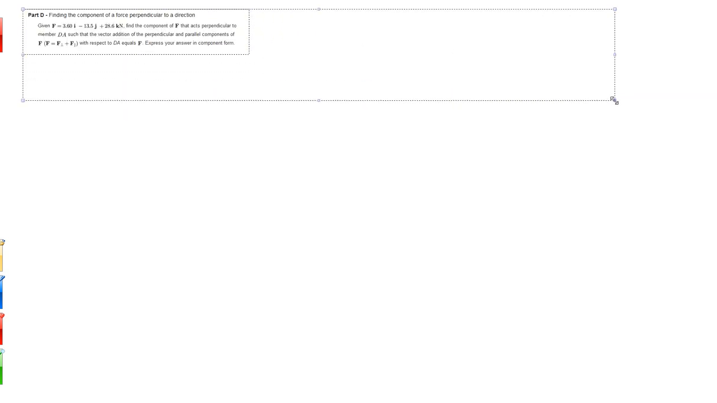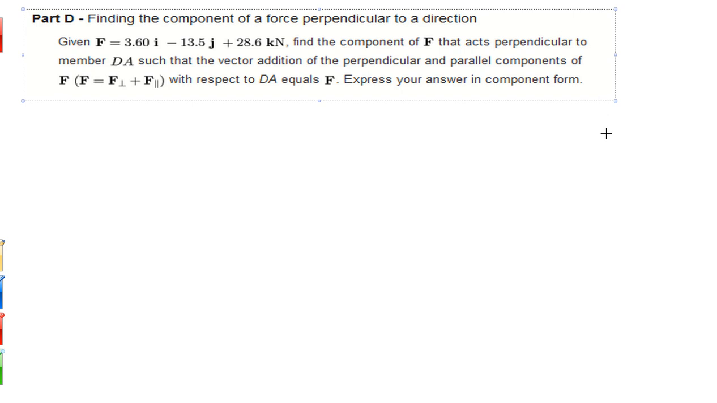Okay, so in part D, they're saying find the component of a force perpendicular to a direction. So they're saying given this force that we've been working with, find the component that acts perpendicular to the member dA. Vector addition of the perpendicular and parallel components. This is just basically saying you take the parallel and then the perpendicular, add them together, and you get F. And they would like us to write our answer in component form.